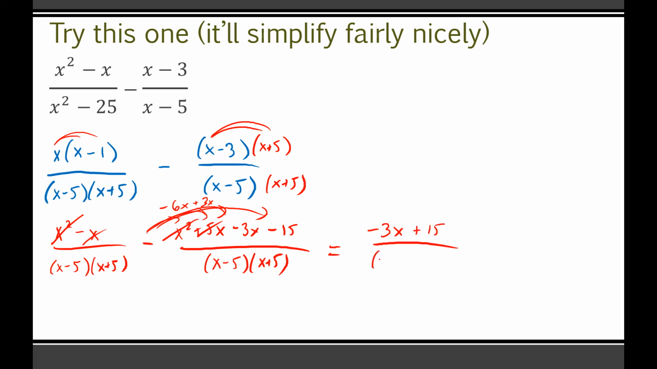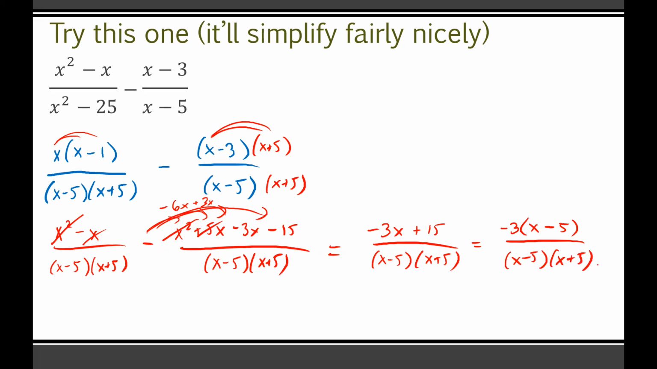And then this is still over x minus 5, x plus 5, because we do not subtract our denominators. Now you might think, oh, okay, well, that's simplified, but there's actually one more thing we can do here. Notice I could factor out a negative 3 from both of these things. If I factor out a negative 3 from that, that gives me negative 3 times x. 15 divided by negative 3 is minus 5. Over x minus 5, x plus 5.